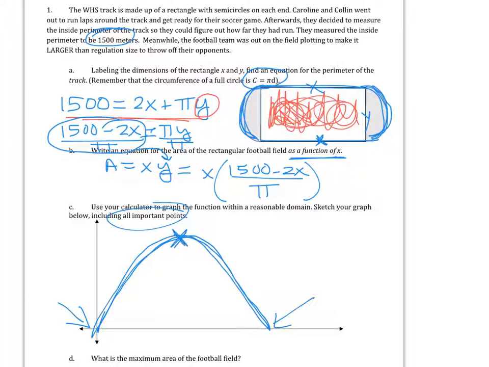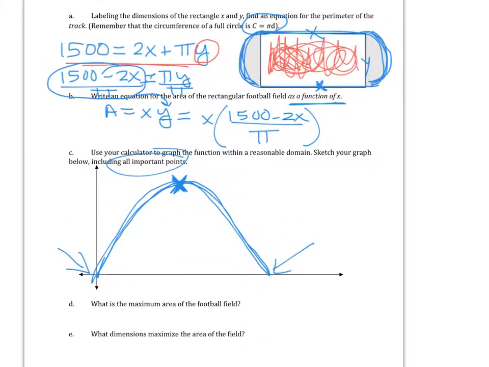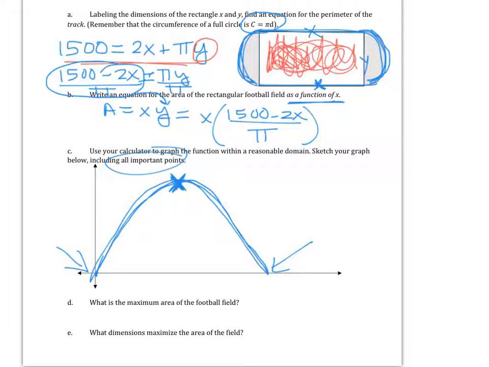But really, the most important point, because we're going to be asked down here, what is the maximum area of the football field, is that maximum there. And that maximum, using the calculator, looks like 375, comma, 89,525, roughly, if I round it to the nearest whole number.